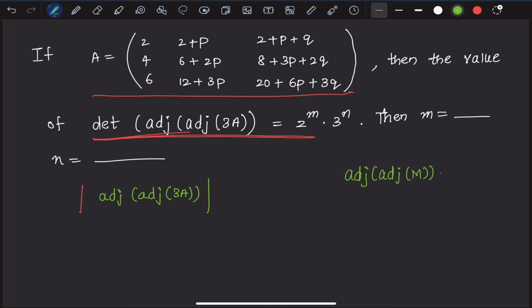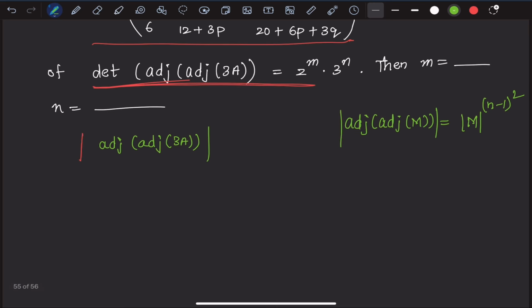The det of adjoint of M is equal to (det M) whole power (n minus 1) whole square. So if you put M equal to 3A, you'll get det of adjoint of 3A equals det of 3A whole power, n is 3 here, so this will be 2, and 2 square will be 4. So this is simply (det of 3A) whole power 4.